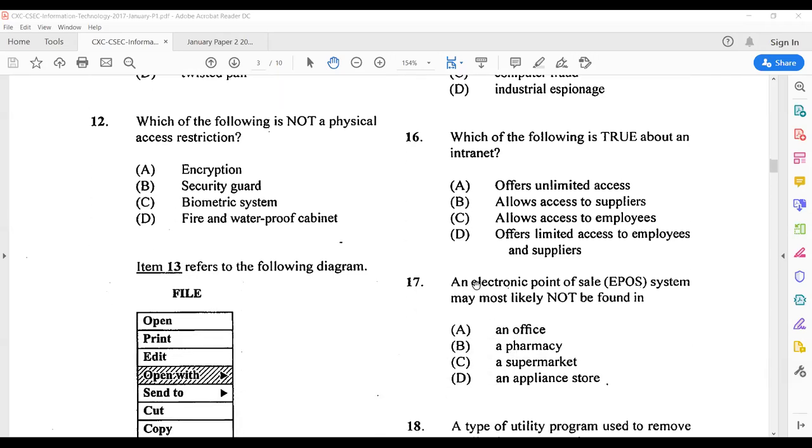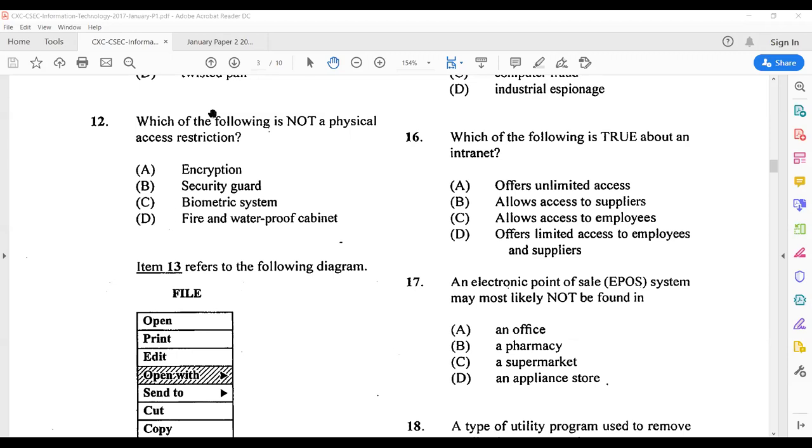Right. 16. Which of the following is true about an intranet? Offers unlimited access. Allows access to suppliers, allows access to employees, offers limited access to employees and suppliers. Yes, allows access to employees. Right. So remember that an intranet is something that provides access internal to the company, right? So therefore, offers unlimited access. No, that's not correct, because it is possible to have an intranet and the employees or persons using it do not have access to the internet, right? Or any networks outside of the company.